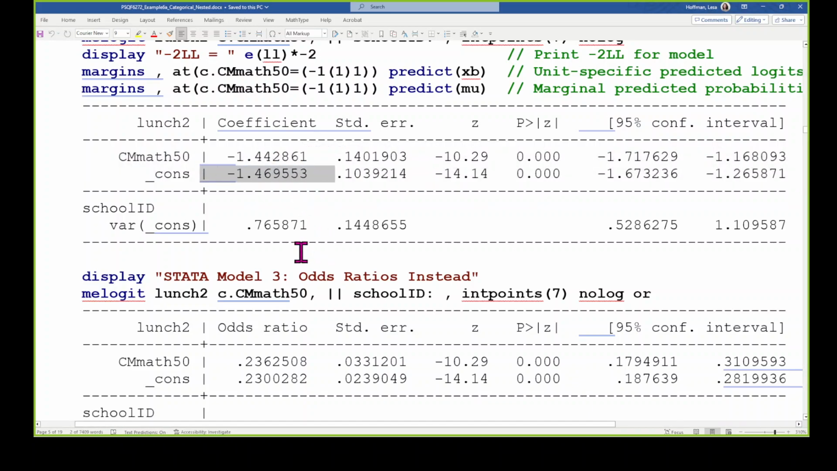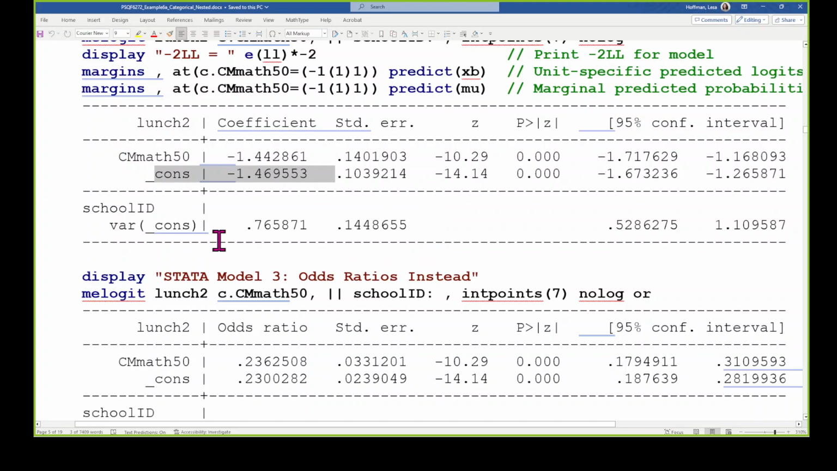So minus 1.47 is the estimate for the fixed intercept. How do I talk about that? Minus 1.47, it's in logits. It's the predicted outcome for schools with a cluster mean math equals 50, with random intercept equals 0, not variance. Yes, the U equals 0. That's the other piece of it that we have to add on here. That's the unit-specific interpretation.